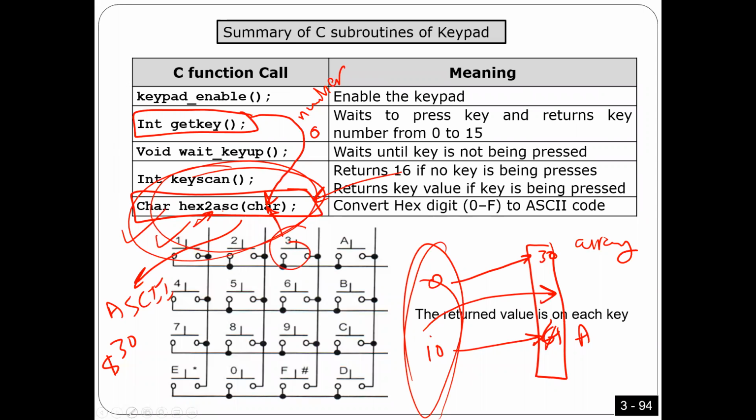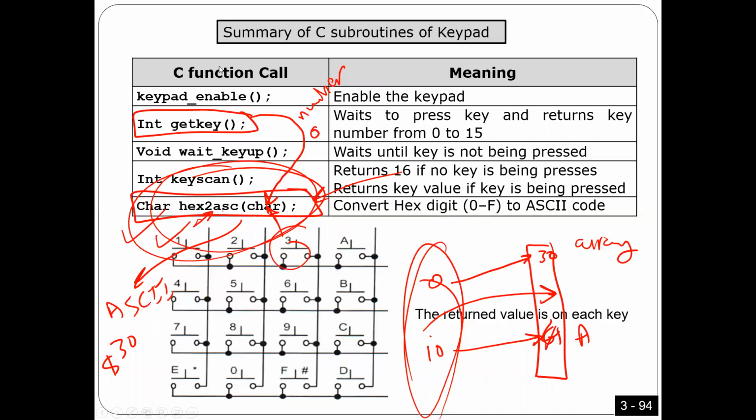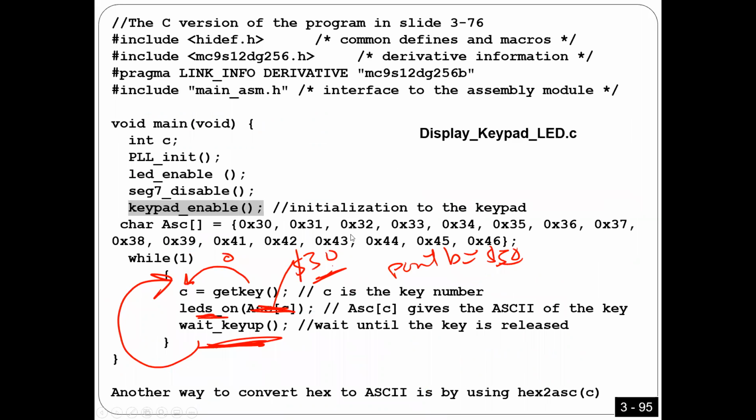For the C version, as I explained, it's almost the same thing, but we have 4 subroutines. This is the main one, keypad enable. You have to use this one as initialization. Also, get key is exactly like keypad. It's going to wait until you press a button. But the main difference is that this one is not going to return an ASCII. It's going to return a number. Once you get a number, you can convert it to ASCII. How can you convert to ASCII? Either you can use this function, or you can use an array as I did here.